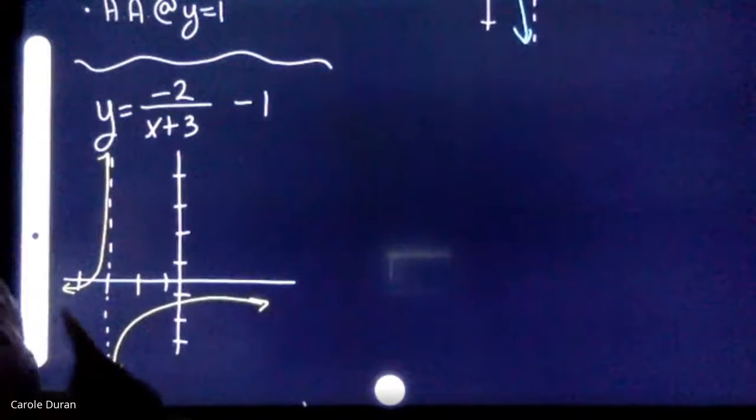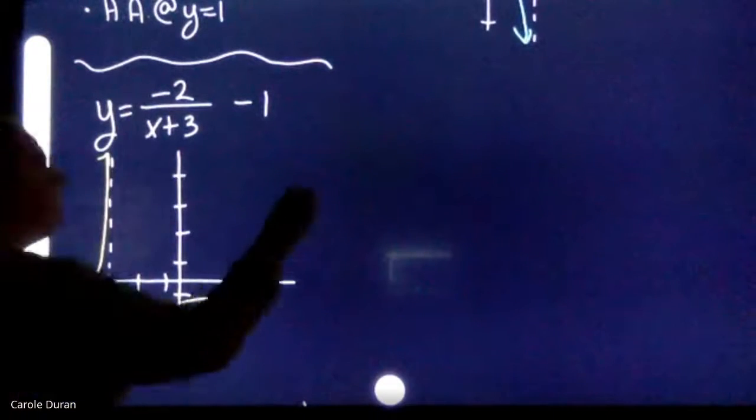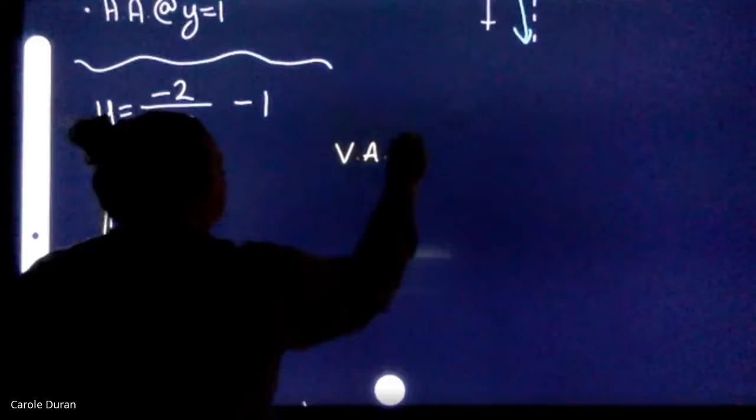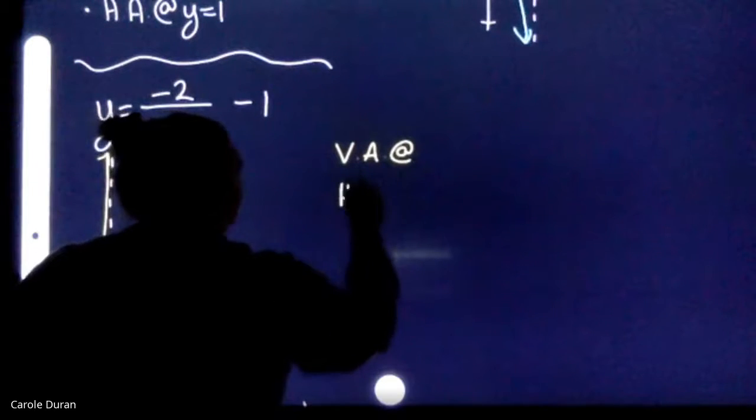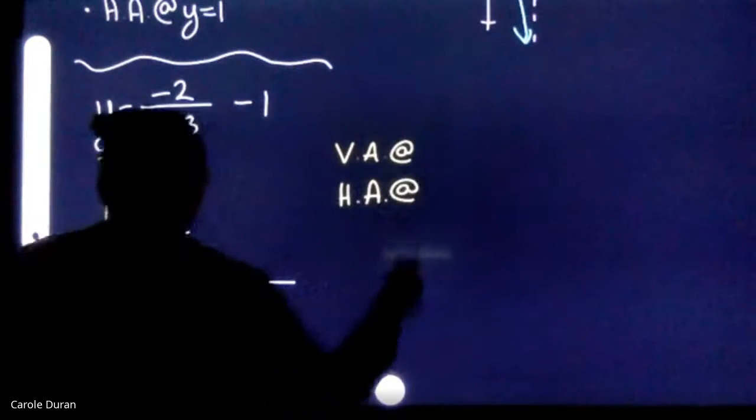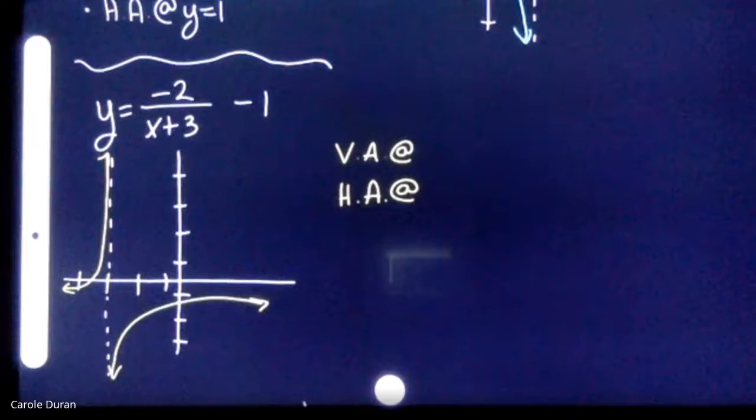Okay, so I want you to draw this graph, and then I would like you to identify any vertical asymptote that's occurring, and then any horizontal asymptote that's occurring. I'll give you guys a couple minutes.